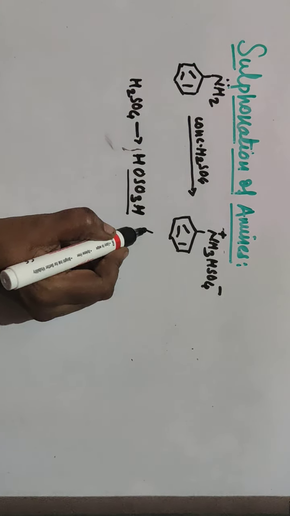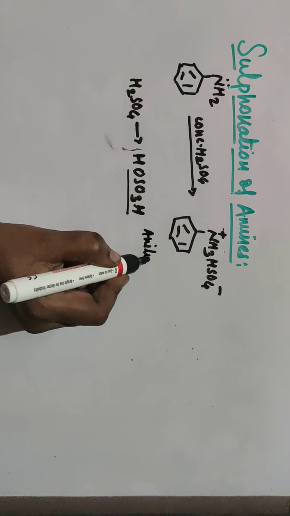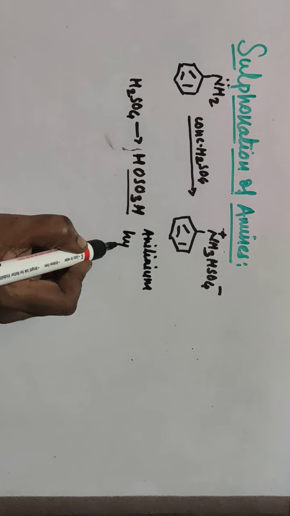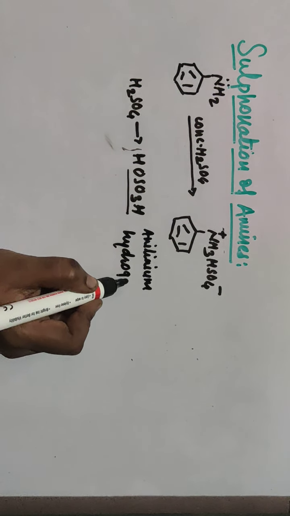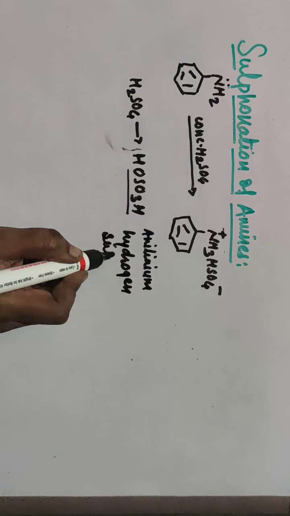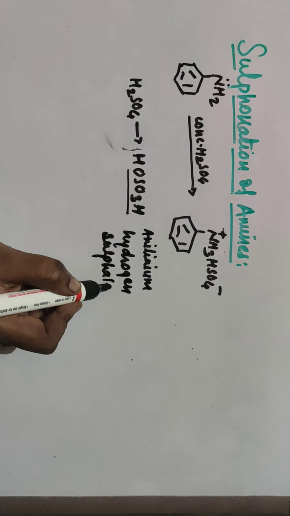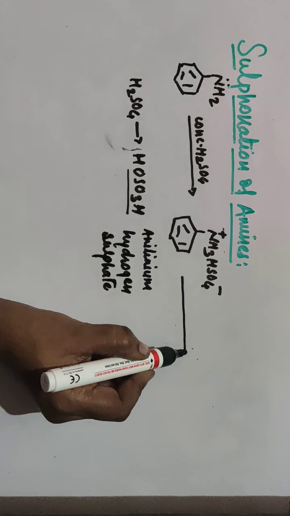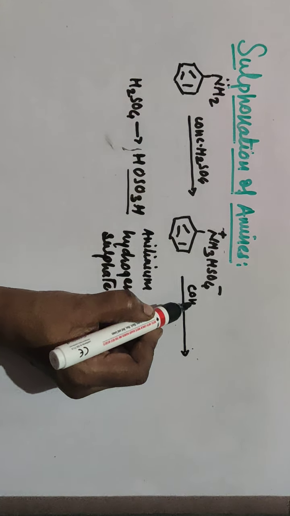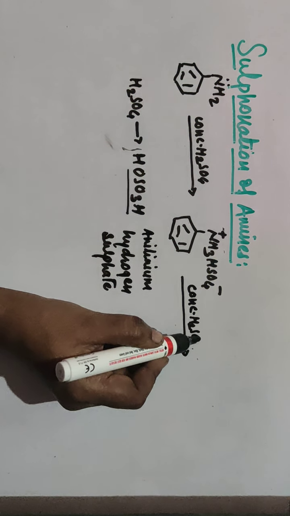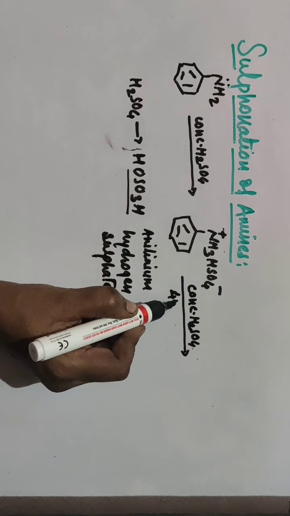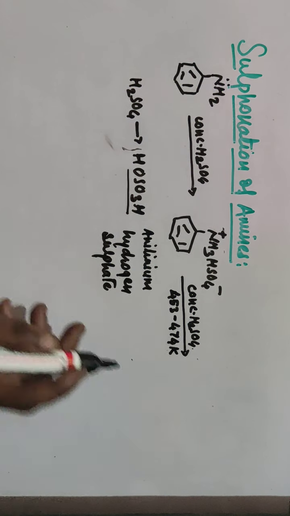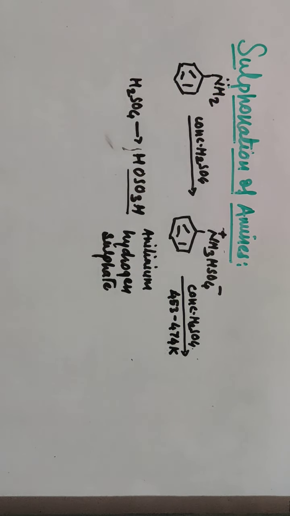Name of this compound is anilinium hydrogen sulfate. And this anilinium hydrogen sulfate, again it is heated with concentrated H2SO4 at about 453 to 474 Kelvin. Then in that case removal of water molecule and rearranging takes place.